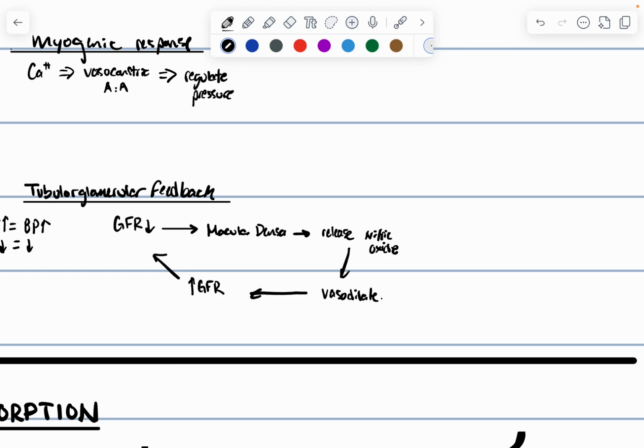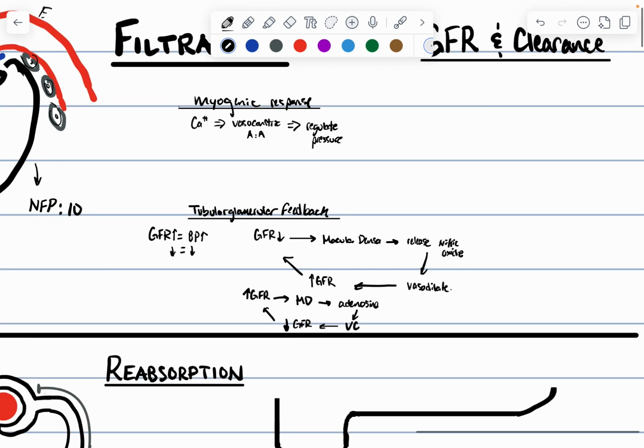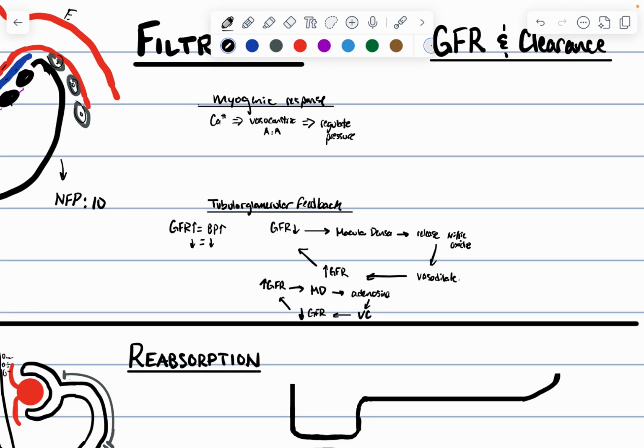And then similarly, as the myogenic response, if our GFR is up, meaning our blood pressure is high, macula densa cells are going to release adenosine. And adenosine is a vasoconstrictor. So we're going to vasoconstrict, causing our GFR to go back down, which is glomerulus filtration resistance, I think. That is also a negative feedback response. So that is tubular glomerular feedback.